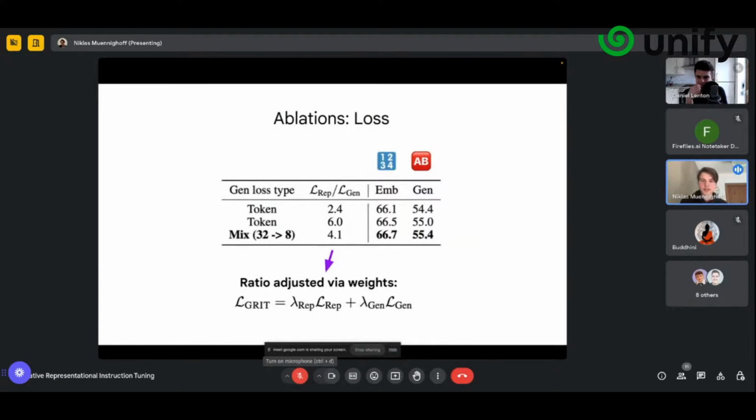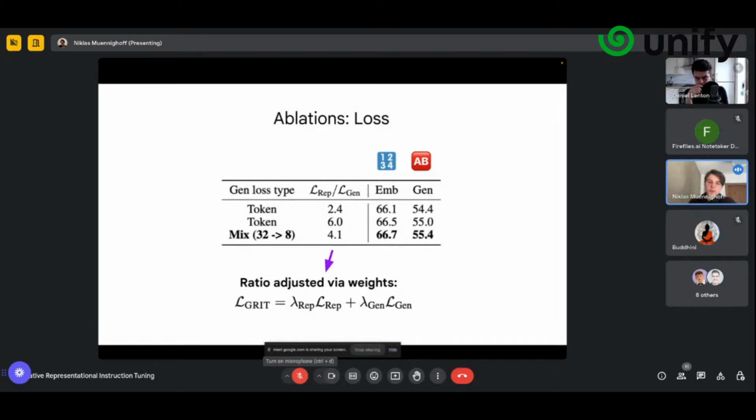And then the final ablation I'm going to discuss is loss. In the formula earlier, depicted here at the bottom, the final loss is just the sum of the representation loss and the generative loss, and each of them can be adjusted with a weight, lambda rep or lambda gen. We play a bit with those weights and mainly measure the loss ratio of the representation loss to the generative loss at the first step.